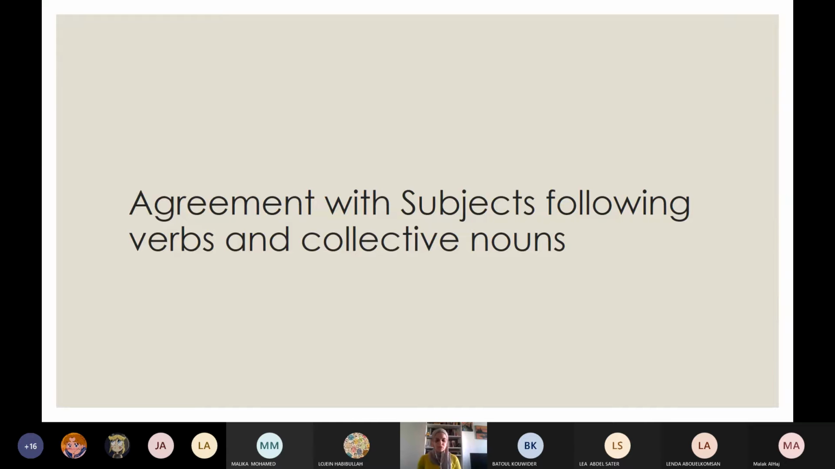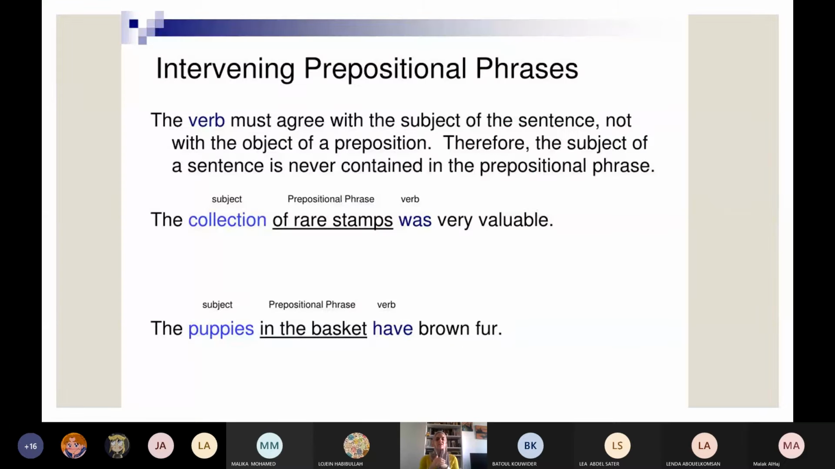Okay, agreement with subjects following verbs and with collective nouns. What is subject following verbs? We know in sentences that the subject comes at the beginning and is then followed by the verb. So, Ahmed walks, Ali brings, Adam runs, she talks. They follow the subject, then after it comes the predicate. Intervening prepositional phrase. We took this, but I brought it again to revise it.